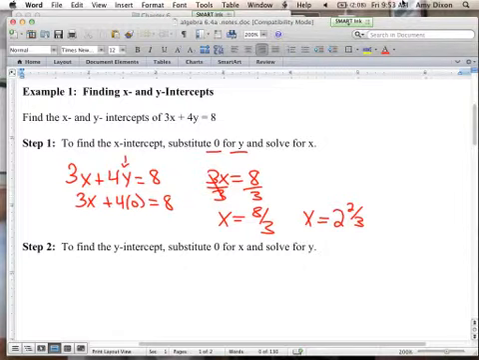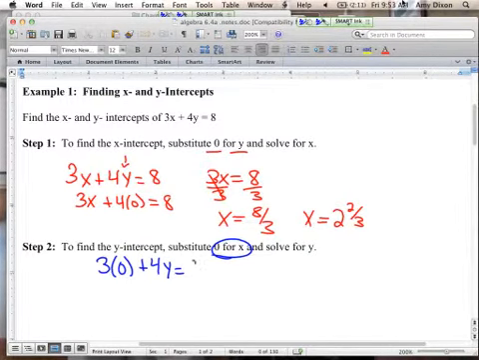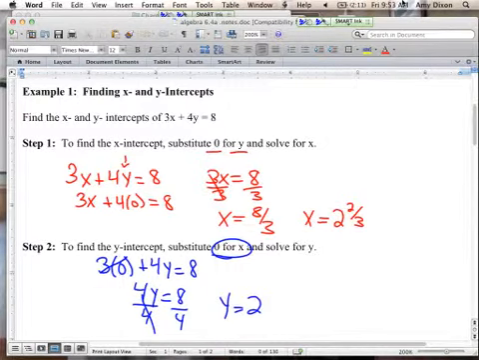To find the y-intercept, we plug 0 in for x this time. So we do the opposite. Up here we plugged 0 in for y. Now we're going to plug 0 in for x. So we get 3 times 0 plus 4y equals 8. What happens to 3 times 0? 0. So we get 4y equals 8. Divide both sides by 4, and we get y equals 2. So the y-intercept is 2.